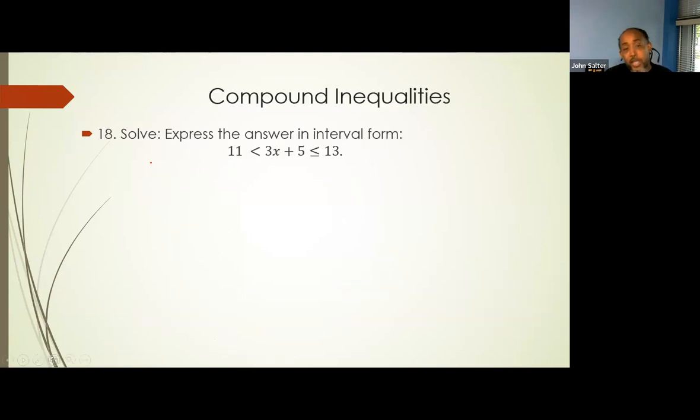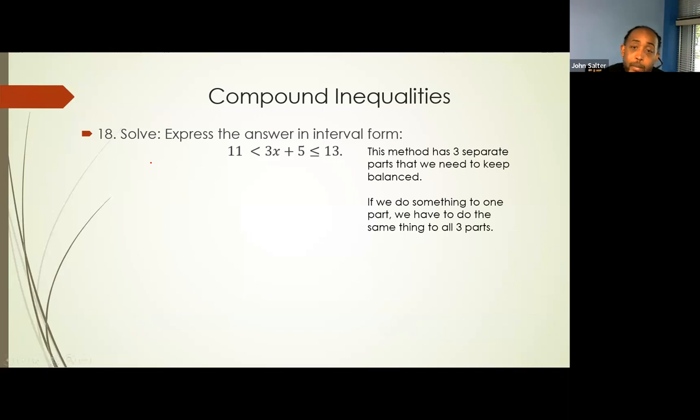All right, express the answer in interval form. This time they gave us just one compound inequality. It has 3 parts and I want to keep it balanced. If I do something in one, I have to do it to the other 3. So it's just like what I do to one side, I do to the other. It's just more others. All right, so got this 11, I got 13, and I got the 3x plus 5. I want to do things to all 3 parts. All right, so we're going to rewrite it again, it looks like.